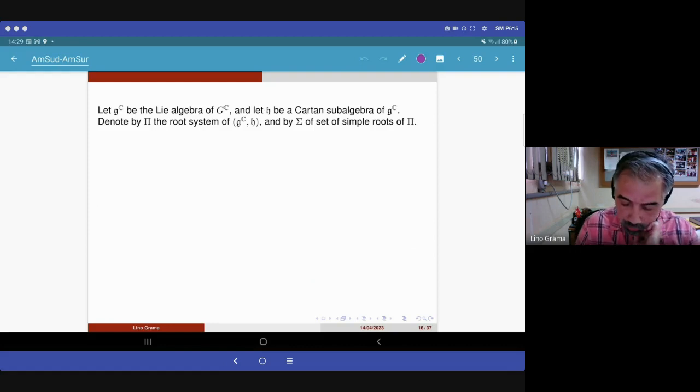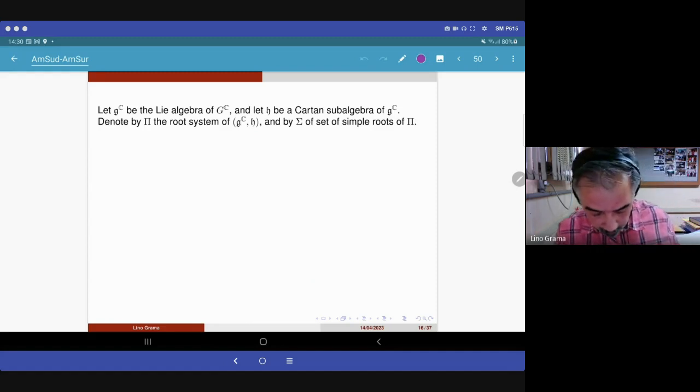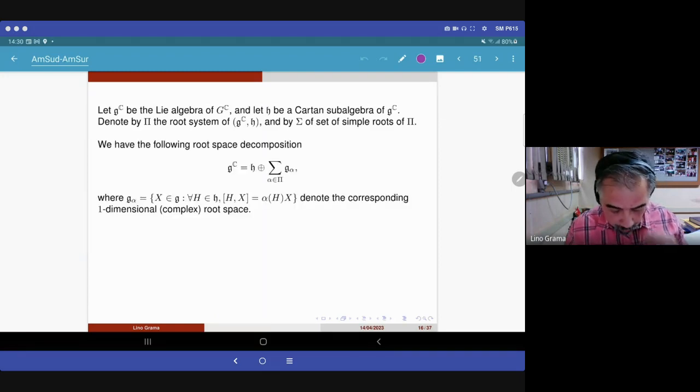And just on a slide on root systems, we start with the Lie algebra of the complex group, fix h in a Cartan subalgebra, and denote by capital Pi, in Greek, the root system of this pair, and by Sigma the set of simple roots. And we can decompose the Lie algebra, the complex Lie algebra, as follows. We can put the Cartan subalgebra and sum with one-dimensional complex subspaces.